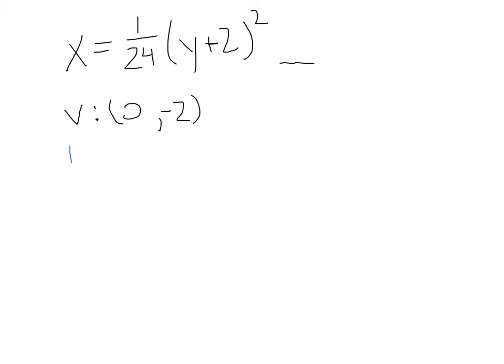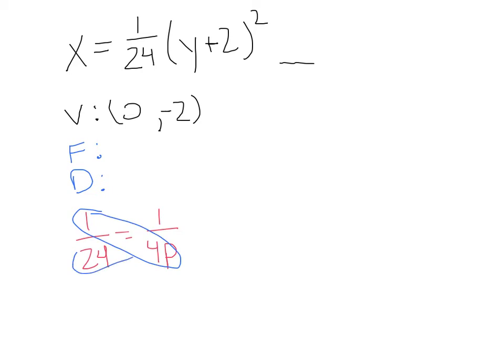We are also going to be able to find the focus and the directrix. However, we can't do that until we simplify a little bit and use that to find p. Remember that a, in this case 1 over 24, equals 1 over 4p. So we're going to use cross products, and we're going to be able to find p. So 4p equals 24, so p equals 6.